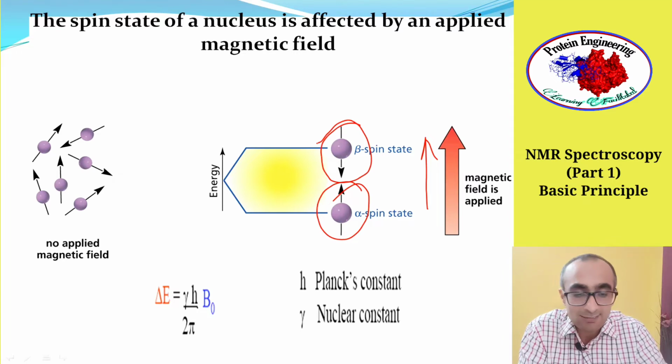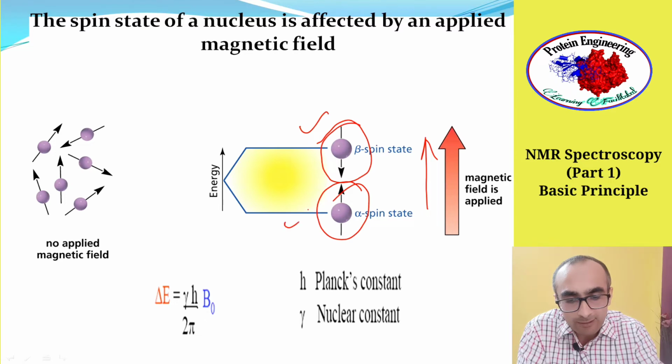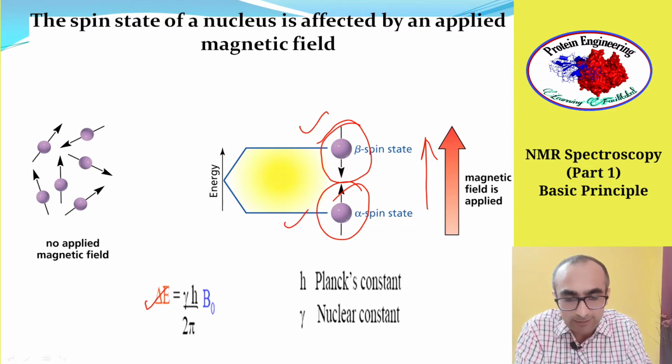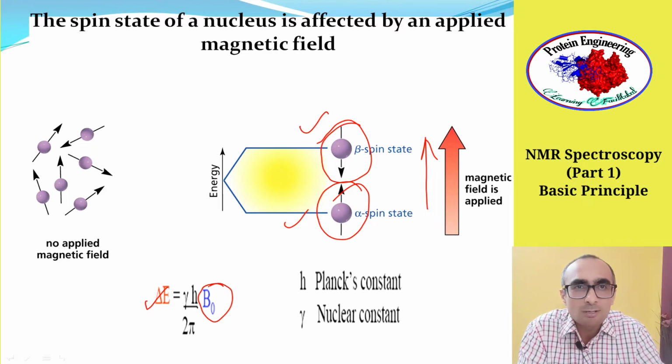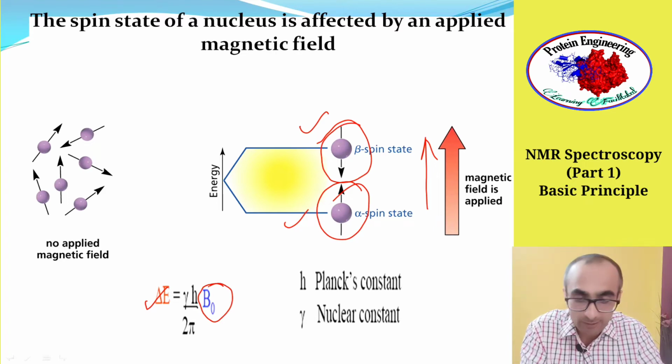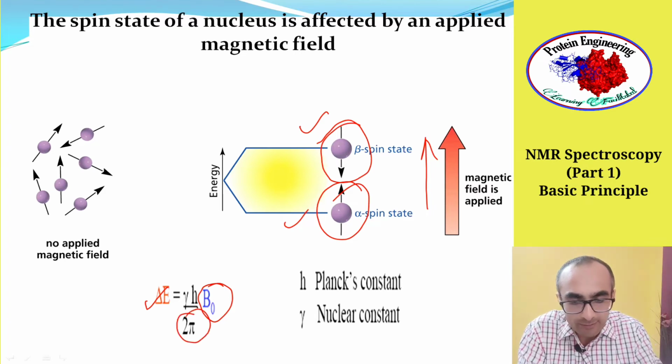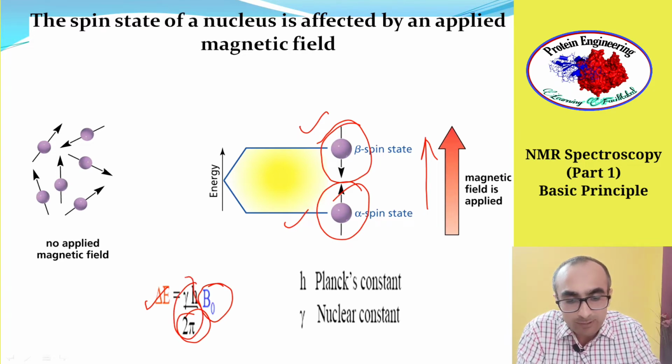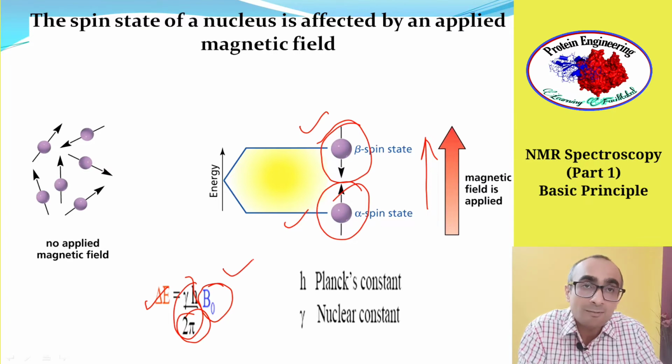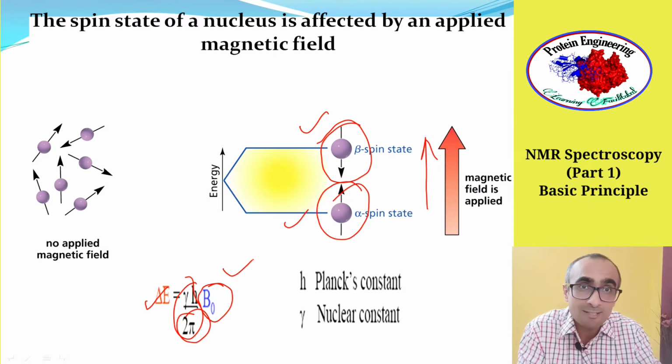The beta spin state is a higher energy state, and the energy difference between alpha and beta depends on the magnetic field applied. The energy difference would be delta E equal to gamma h upon 2 pi into B naught. So gamma is the gyromagnetic ratio, which is a fixed number for a nucleus. h is the Planck constant, and 2 pi, so everything is constant here except the B naught. So the energy difference between alpha and beta spin states would depend on the magnetic field applied from outside.